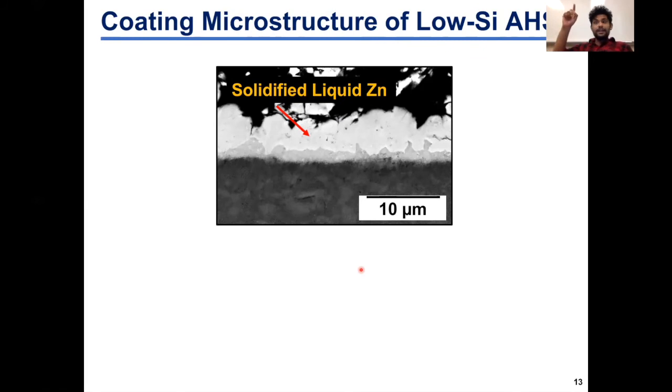Now, in the case of the low silicon AHSS deformed at the same temperature, here is a backscattered electron micrograph from the coated region. So the outer layer again is the coating and the inner layer is the steel over here. There is solidified liquid zinc on the outer side of the coating, but on the inner side of the coating, right next to the steel substrate, there is an Fe-zinc intermetallic layer, which is a solid layer that formed by the reaction between the liquid zinc and the steel substrate.